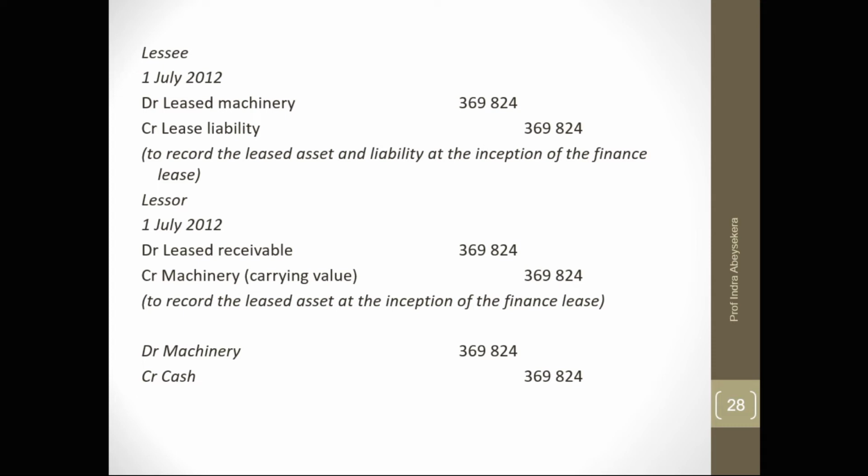On that date, for the lessor, there's a lease receivable and machinery that was given to the lessee. So we credit machinery and debit lease receivable. The machinery was purchased by the lessor because it's a direct lease, so we credit cash and debit machinery for 369,824.